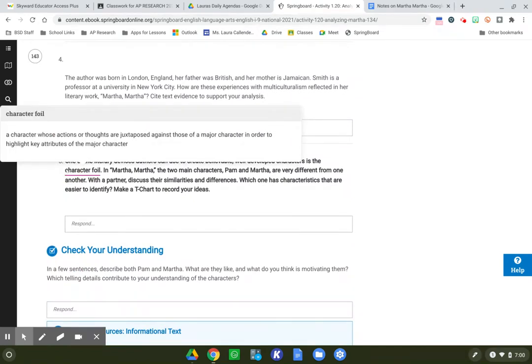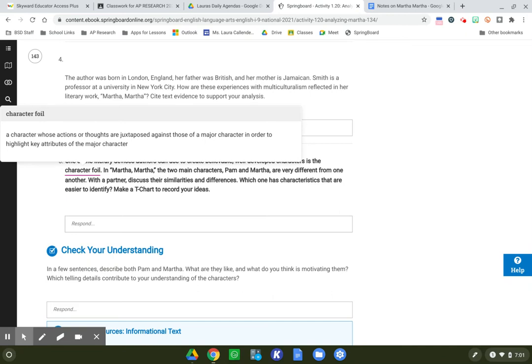So I'm going to click on it for the definition. A character foil is a character whose actions or thoughts are juxtaposed against those of a major character in order to highlight key attributes of the major character. So, juxtaposed might not be a word you know. When you juxtapose things, you put them side by side, figuratively or literally, in order to make comparison.